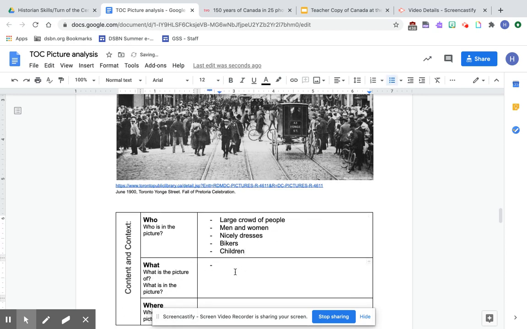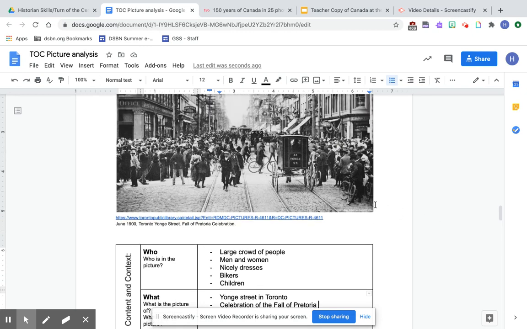What is the picture of? Well, we know from the title, it's Yonge Street in Toronto. We know it's for a celebration, the fall of Pretoria. Now, if you go to that link, you find out a little more information. If you Google the fall of Pretoria, you might find a little more information. It has to do with the Boer War that was going on at this point in time.